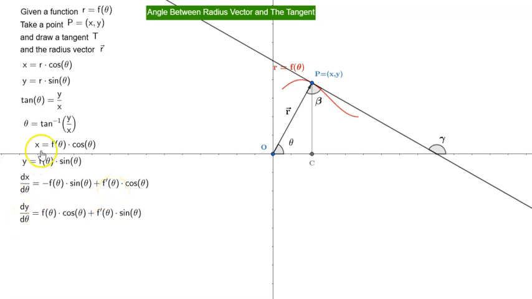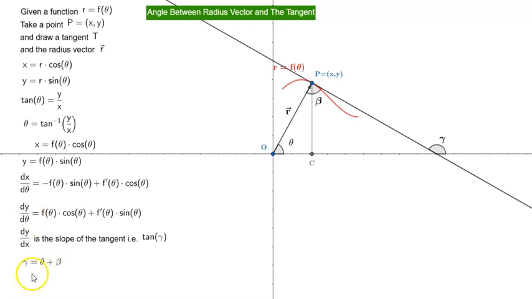Now the second one, dy by d theta. Here we are differentiating with respect to theta. So dy by d theta is equal to f theta as it is, derivative of sine theta is cos theta, plus sine theta as it is, the derivative of f theta is f prime theta. We know that dy by dx is the slope of the tangent, that is tan gamma. Since we are interested in this slope, we are interested in dy by dx. But what we have as of now is dx by d theta and dy by d theta.